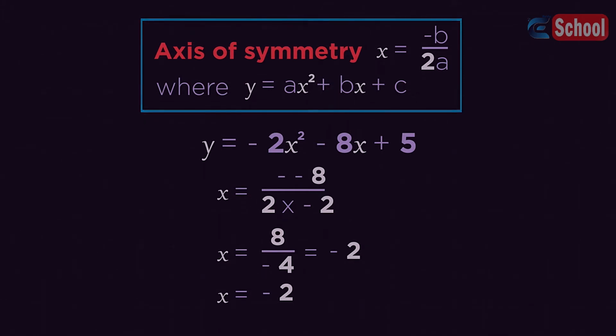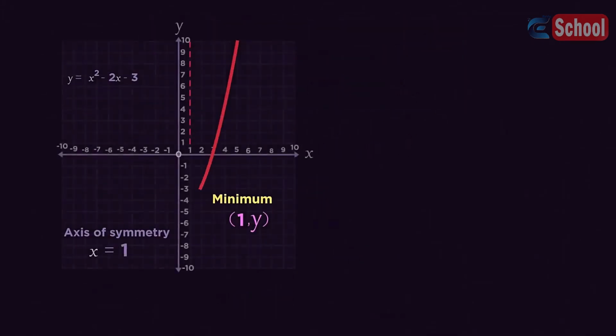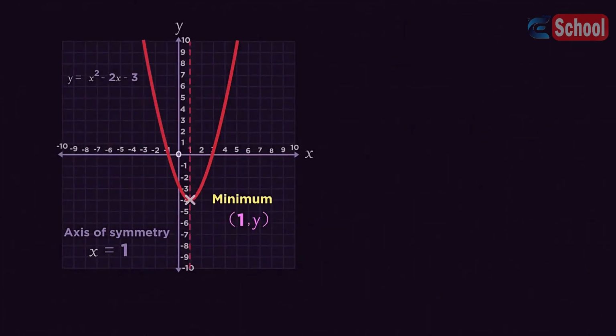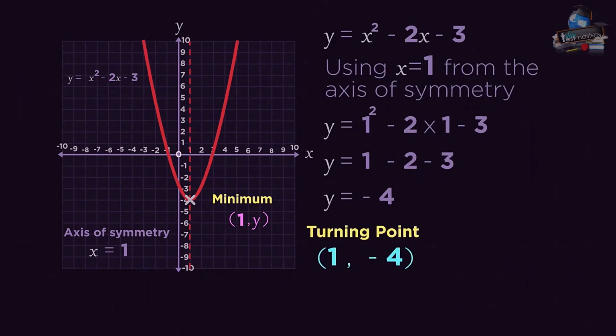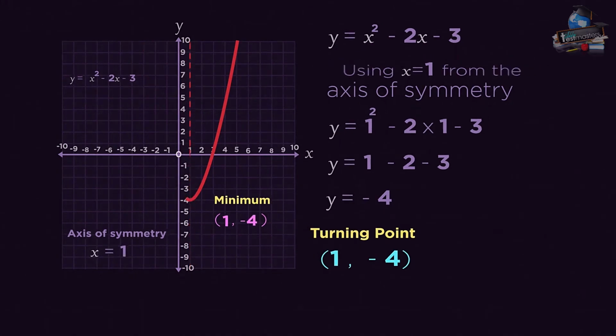But why stop there? We can find out the y-coordinate of the turning point, not just the line of symmetry. We use our x value from the axes of symmetry and just substitute that into the original quadratic equation. So the coordinates of the turning point are 1, -4.